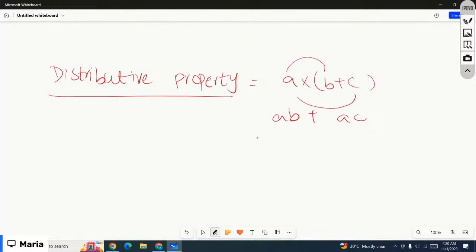For example, you have 4 times x plus y. So you have to multiply both x and y with 4. You have to do 4 times x plus 4 times y. That is the distributive property. Got it? Let's just start with the practice questions.